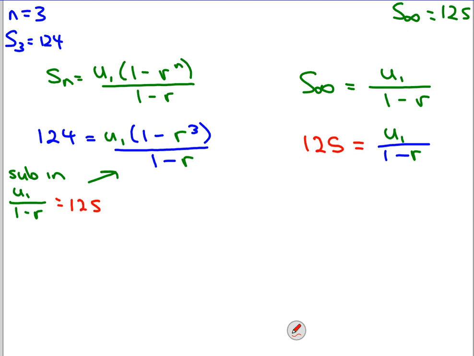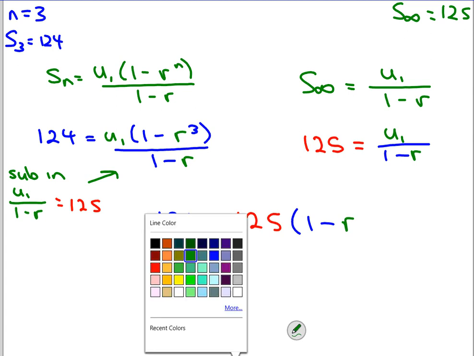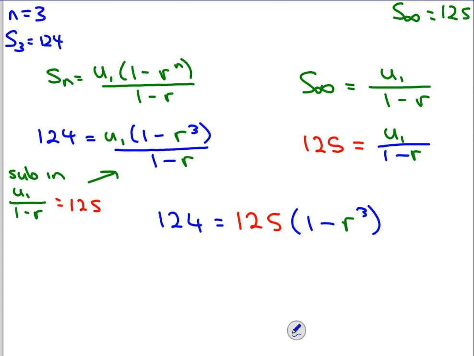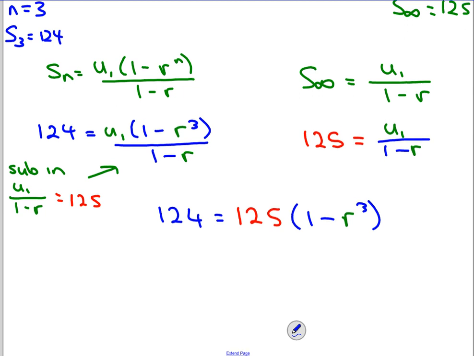So a bit like simultaneous equations in some sense, where you do a bit of substitution, because u of 1 over 1 minus r appears in both of those formulas. So how could we write that? We could write 124 equals 125 multiplied by brackets 1 minus r cubed. So that's what we've done. We've subbed the sum to infinity formula into the sum of a finite series problem.